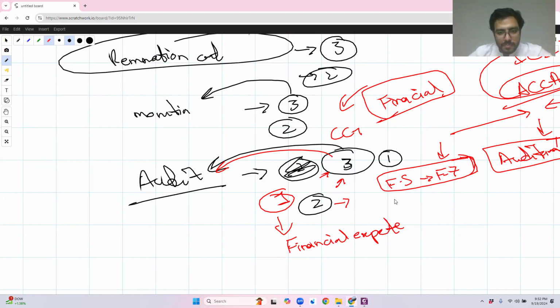Understood? So these are all the complexities. Now, again, you might say, sir, if the financial expert person is within the audit committee, can I be a part of the audit committee in the future as well? Well, yes. Why not?